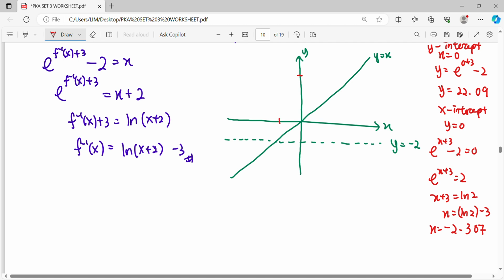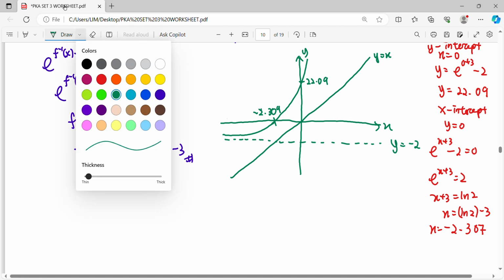Therefore, we can imagine the exponential graph shooting up. It will shoot very high because it touches the y-axis at a very high point. So here we have our intercepts, 22.09 and negative 2.307. Then only do we draw our reflection.